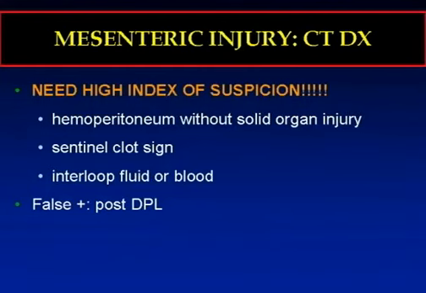Mesenteric injuries, again, you need a very high index of suspicion to diagnose these injuries. Think of mesenteric injury anytime you see hemoperitoneum in the absence of a solid organ injury. You're going to look for the sentinel clot sign, and you're going to look for the presence of interloop fluid or blood. Again, make sure that these patients haven't had a prior diagnostic peritoneal lavage.